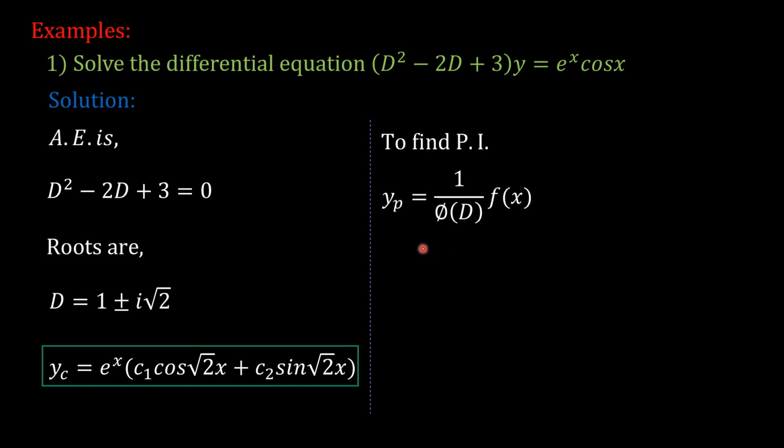General formula is yp is equal to 1 upon phi of D of f of x. Replace phi of D by D square minus 2D plus 3 and f of x, which is the right hand side function, e raised to x into cos x. Now it is of the type e raised to x into v, where our v is cos x, which is a function of x. Hence we will use the current rule.